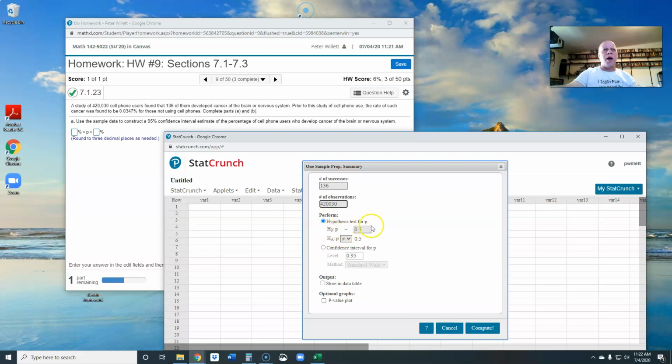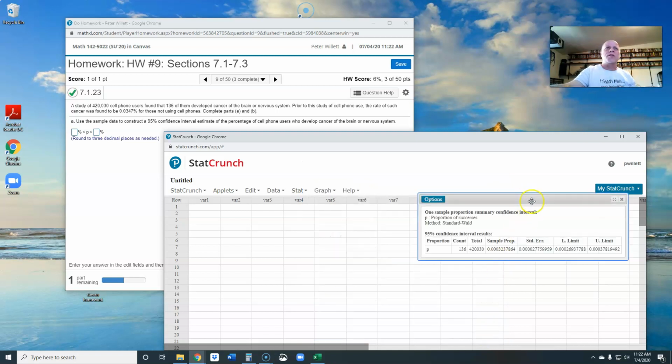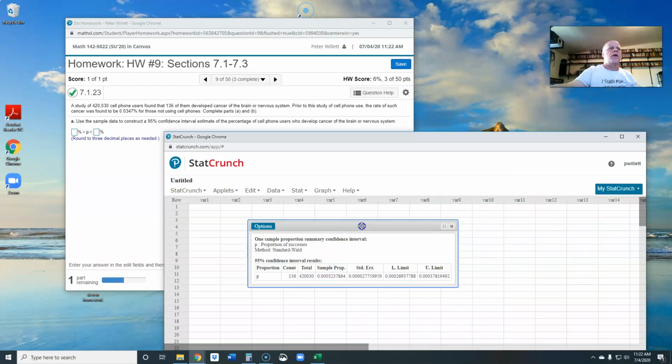Now, we're not going to do a hypothesis test. That's next chapter. We're going to do a confidence interval. And the default is 95%, and that's what they want in this problem, I think. Yeah, find a 95% confidence interval. And that's it. So you put in the number of successes, the number of observations, and the confidence level that you want, and we compute. And this little box tells me the things I want to know.